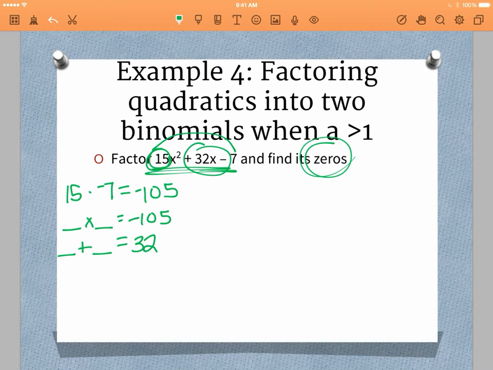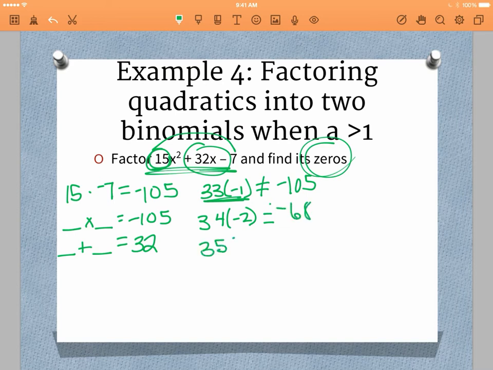So we can think about a few options. We could say, okay, maybe 33 times negative 1, because if they add up, would give me 32, but we know that's definitely not equal to negative 105. What about 34 times negative 2? Well, that's going to be equal to negative 68. What about 35 times negative 3? Because notice 35 and negative 3 can give me 32. That's negative 105. Bingo. There's our answer. So it's 35, negative 3.